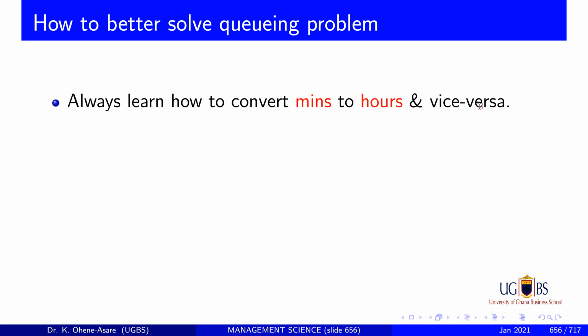How many minutes make an hour? You can tell me. Just type it there. Easy one, 60. Get used to answering these things, okay? 60 minutes make an hour.